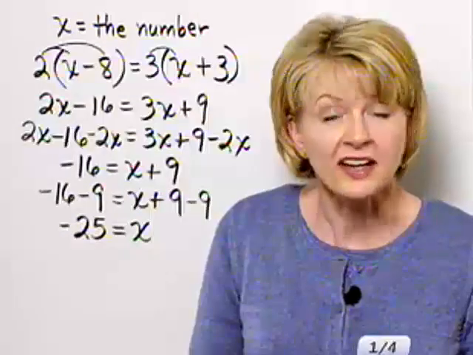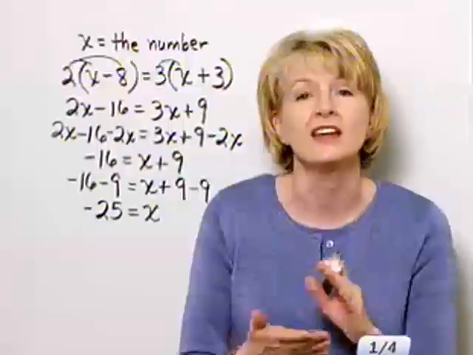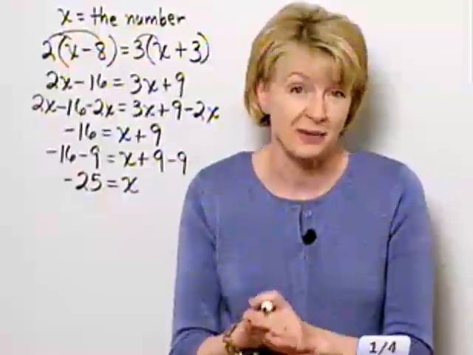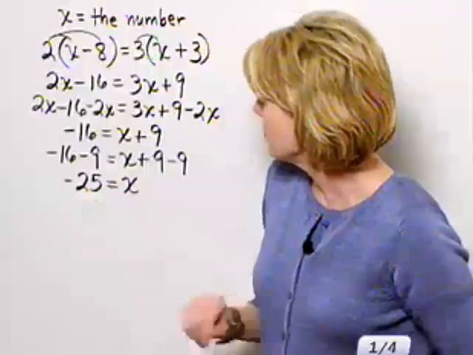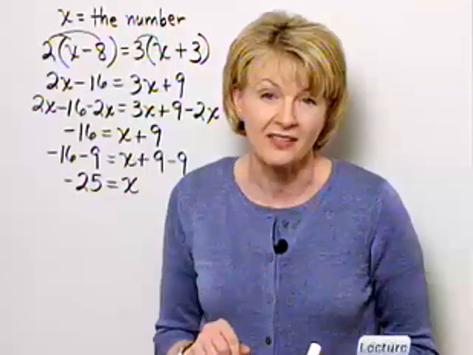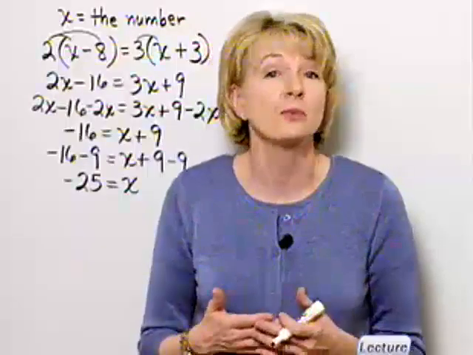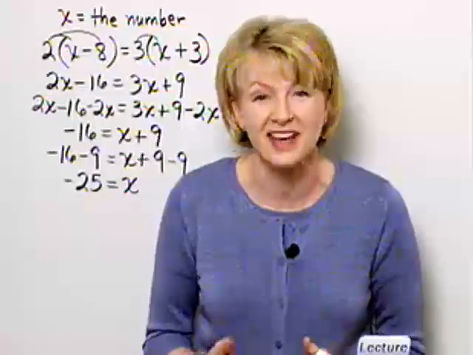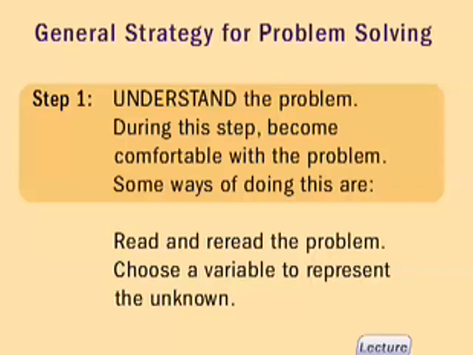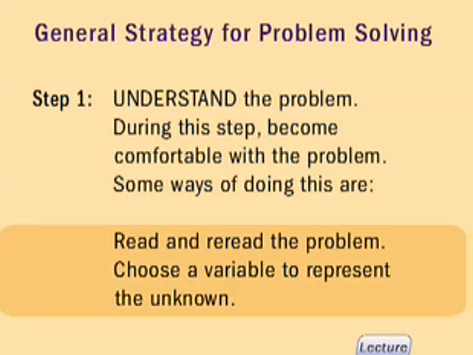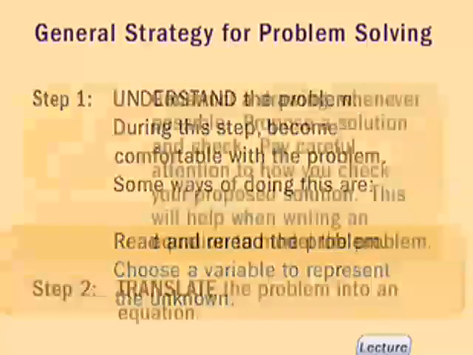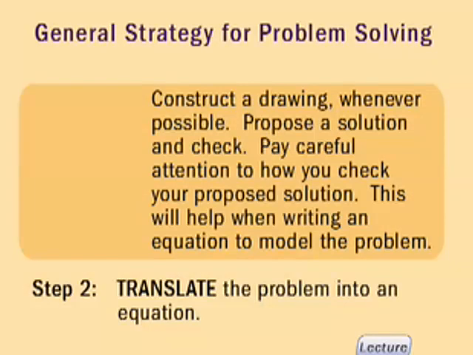And I'll let you check, and the best place to check an application is in the statement of the application. But my unknown number is negative 25. Now let's go over some steps we can use for solving applications. Step 1, understand the problem. During this step, become comfortable with the problem, and some ways of doing this are read and reread the problem, choose a variable to represent the unknown, construct a drawing whenever possible, maybe even propose a solution, and check.